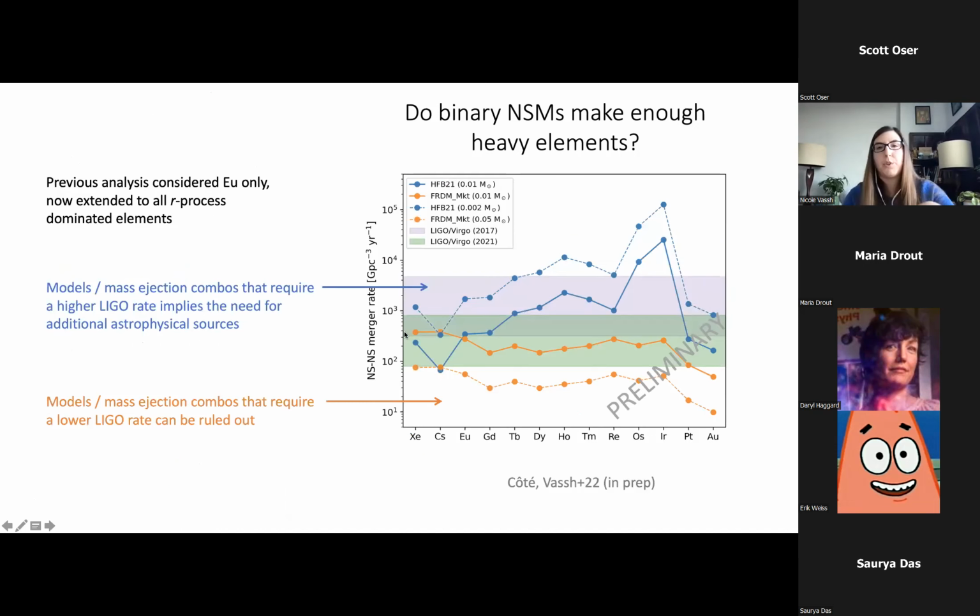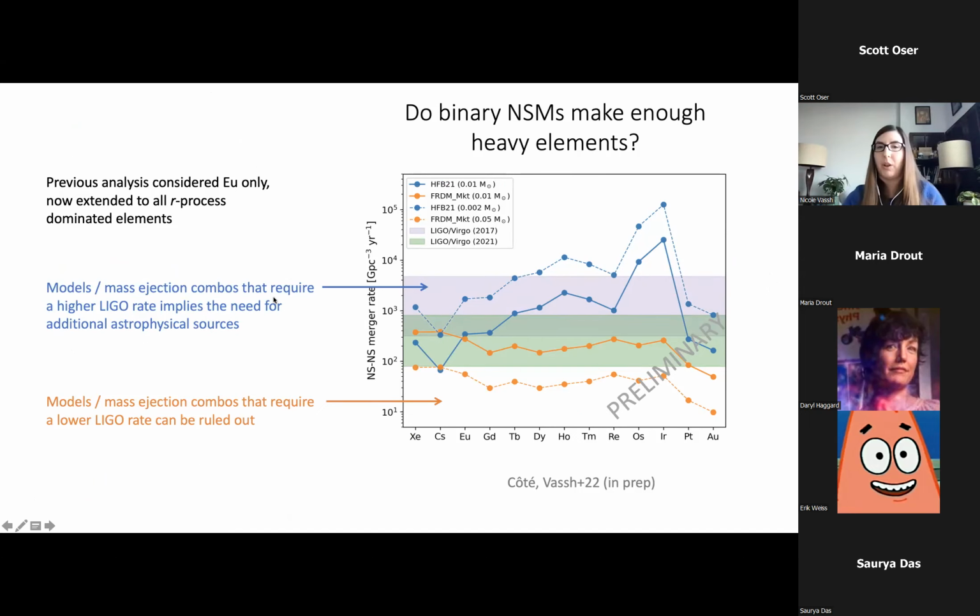We're going to be able to get more and more refined, and we're starting to look at more and more elements. This is a preliminary plot that we've put together where the idea is now, okay, before we had this band of nuclear models, let's start taking that apart and looking at all of these individual nuclear models. What are these LIGO rates telling us?